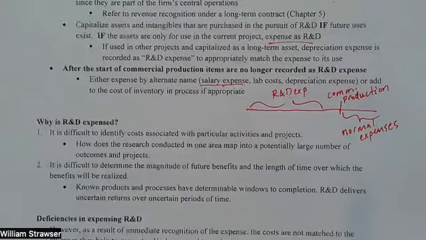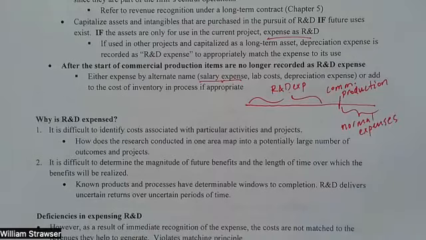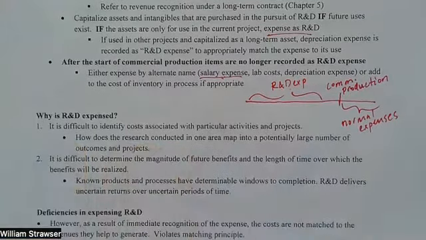So why is it that we're so conservative with these things? Normally, we only recognize expense when the period that it helps generate revenue. Well, for R&D, there's a couple of issues with that. First, it's difficult to identify costs with particular activities and projects. So when I'm researching, sometimes I'm researching in one topical area, and then the fruits of that research could go into 5 different ideas I have down the road.